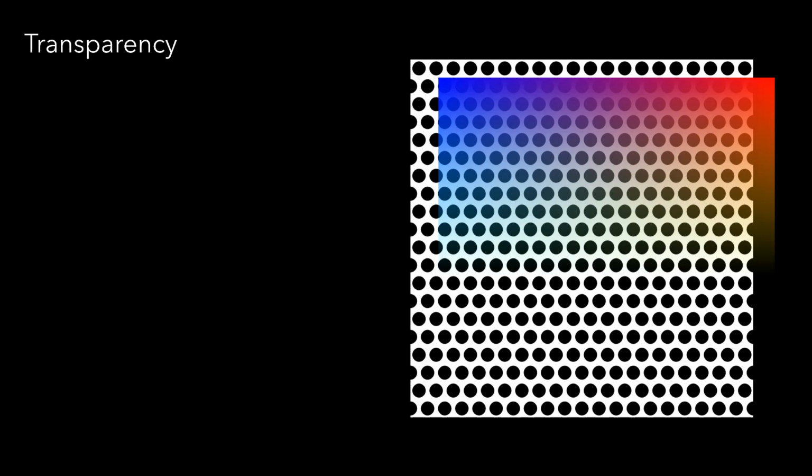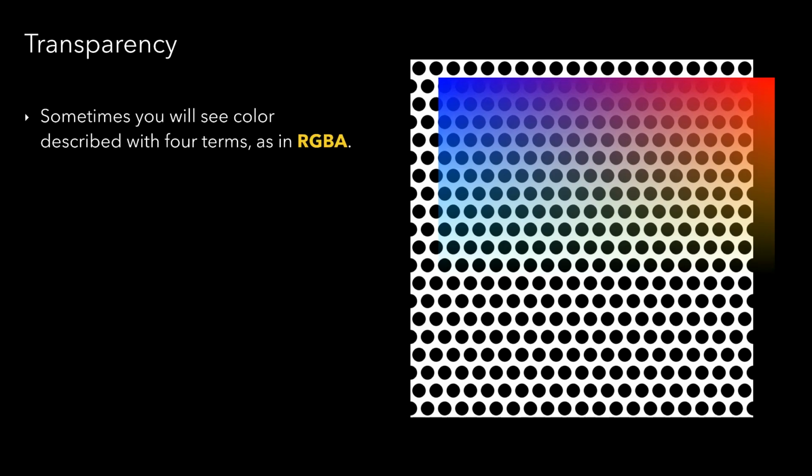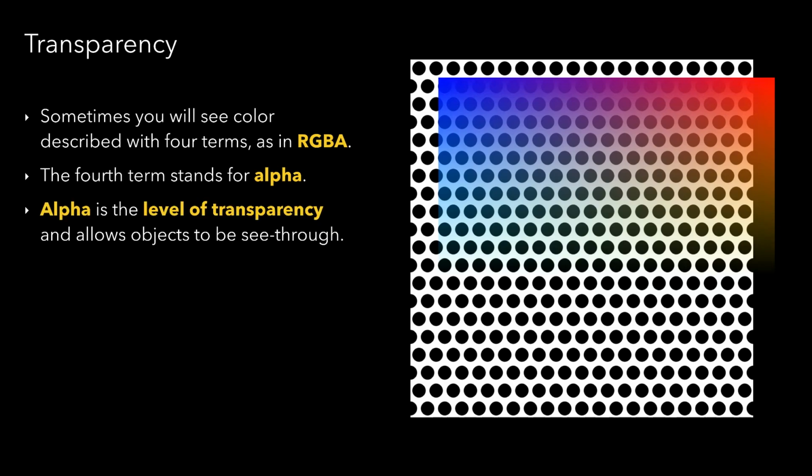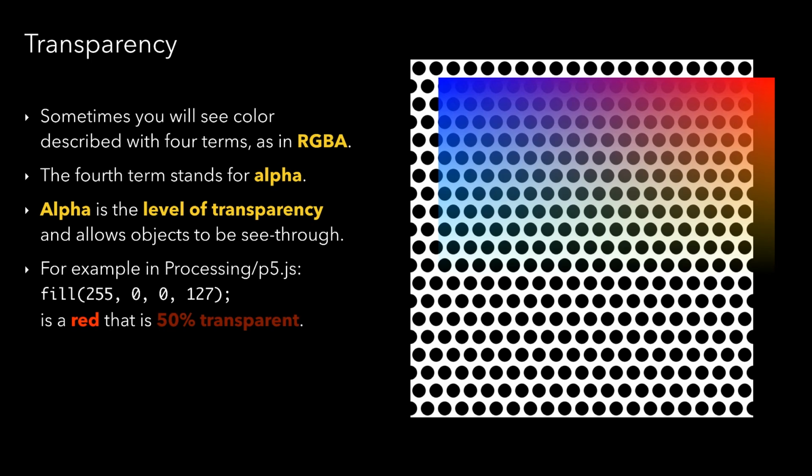So I want to talk a little bit about transparency. Sometimes you'll see color described in 4 terms, as in R, G, B, and A. The fourth term stands for alpha. Alpha is the level of transparency and allows objects to be see-through. So in this image on the right, this is actually two images, and one of them incorporates alpha. So you can see the dots below are visible through the gradient because of the alpha that it has. And it's going to be super useful for your projects.